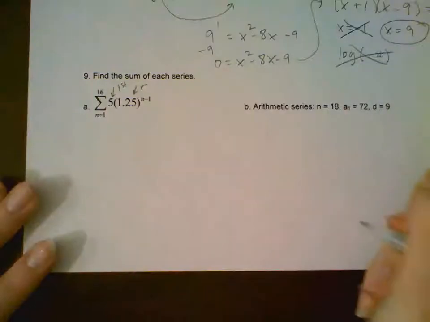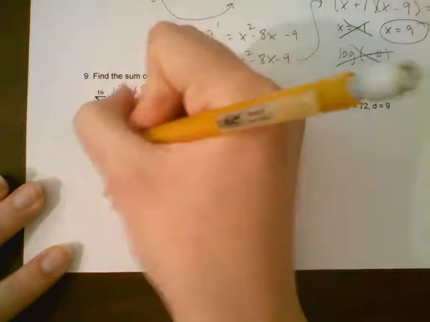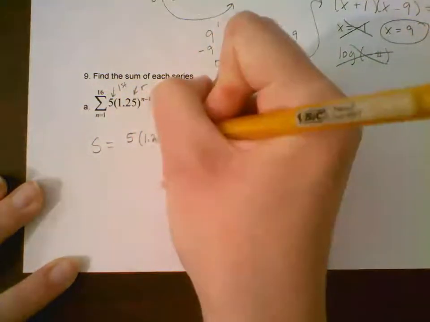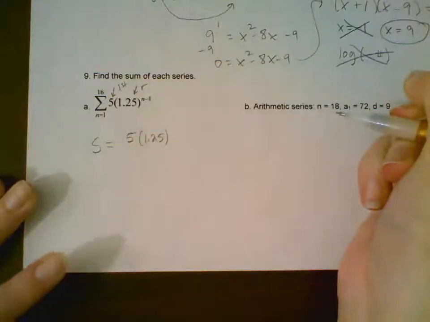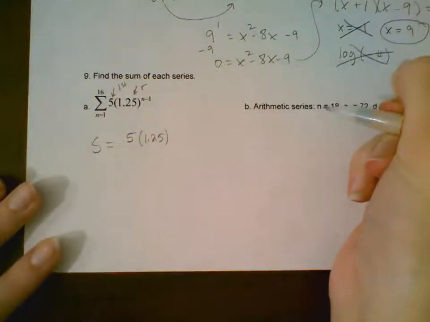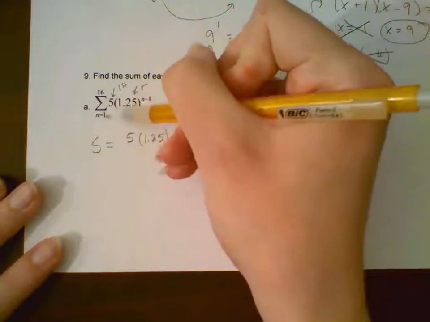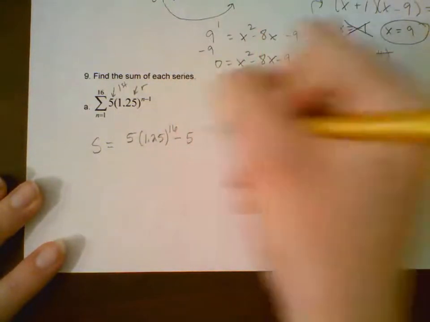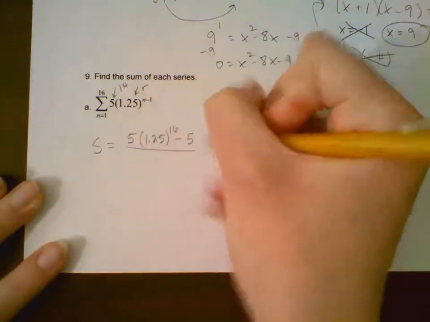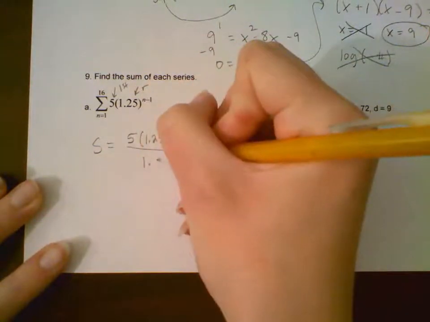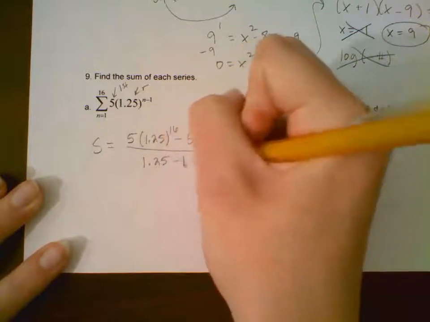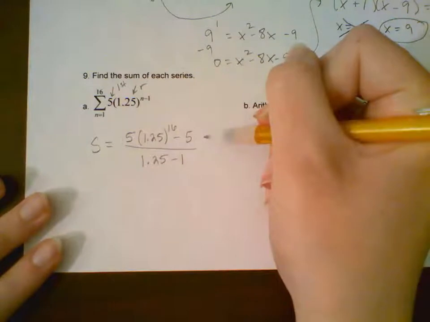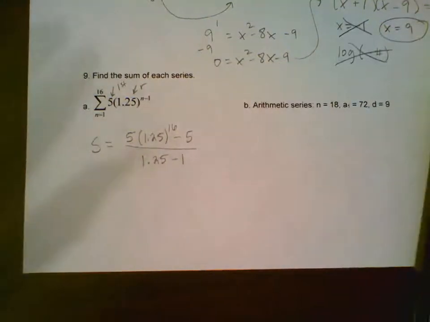So to find the sum of geometric, I'm going to call that R because that's what we reference that as. To find the sum of a geometric, we need the first term, 5, times the multiplier, 1.25, raised to the n term, or however many terms there are. From 1 through 16, there's going to be 16 terms. Then we're going to subtract the first term. And then we're going to divide by the multiplier minus 1. 1.25 minus 1.